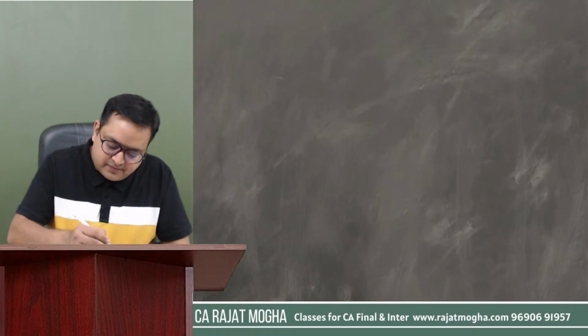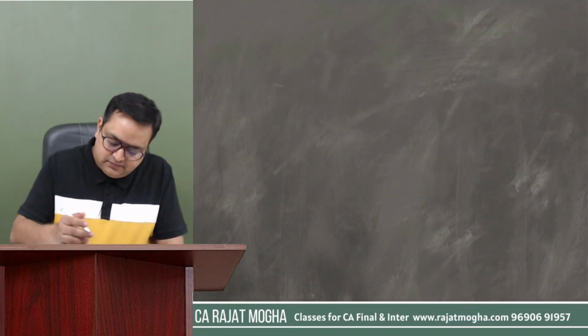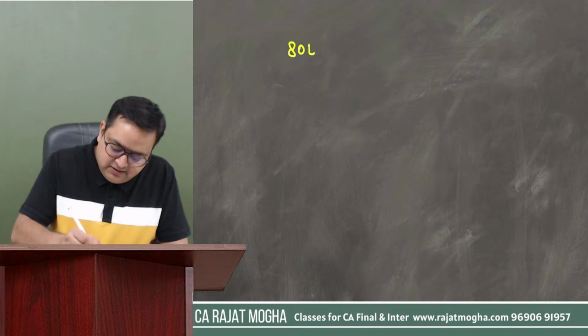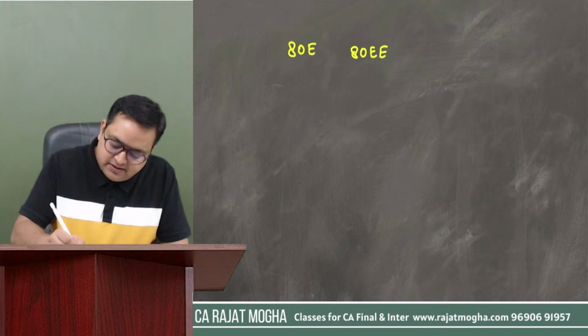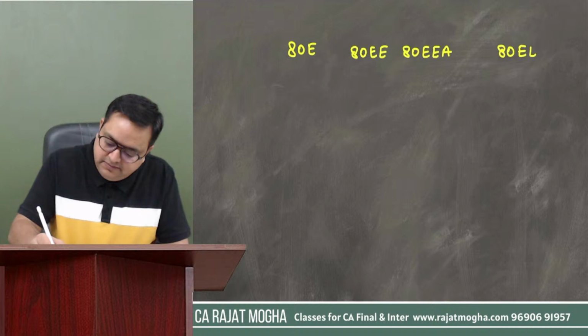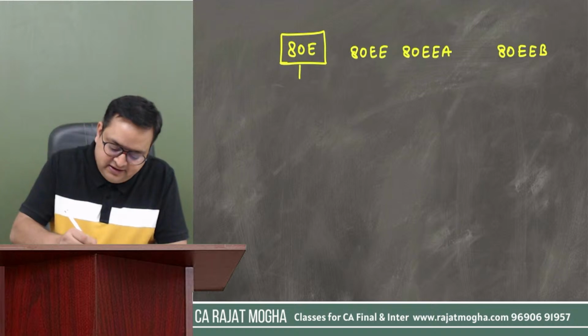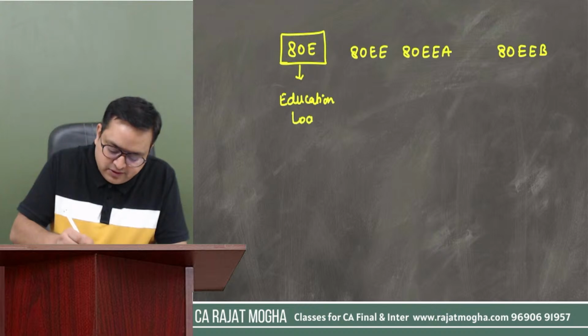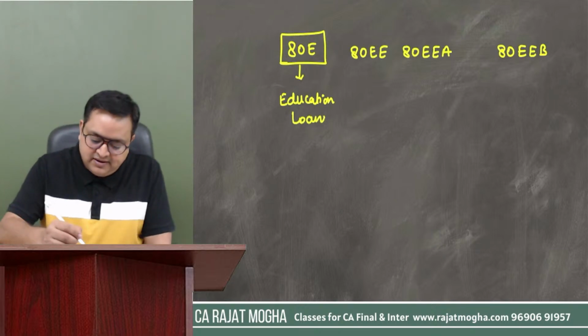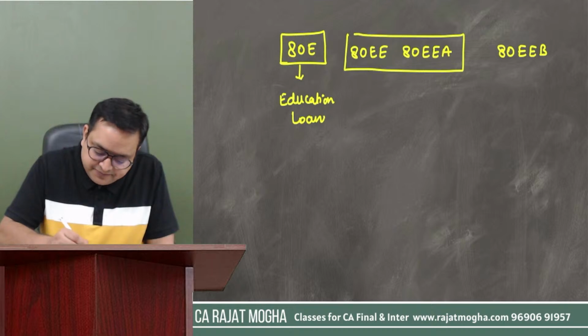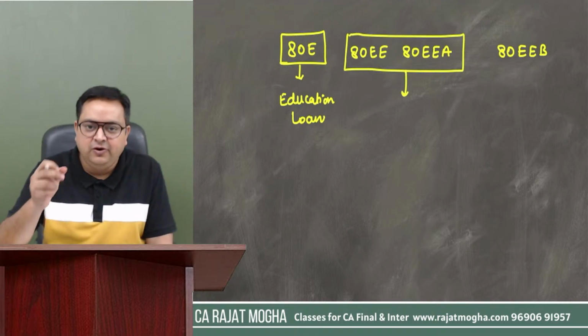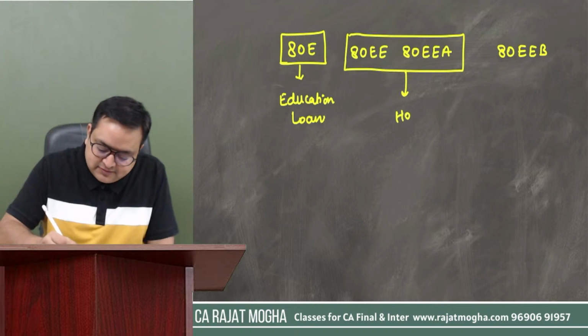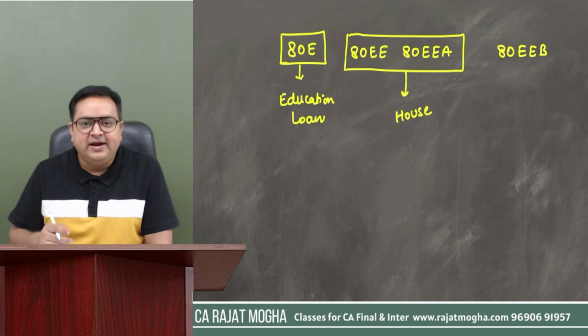I tell you, 80E, 80EE, 80EEA, and 80EEB, all of these are related to interest. 80E is related to the case where the assessee has taken an education loan; then deduction under 80E is there. 80EE and 80EEA are related to the case where the assessee has taken a loan for purchase or construction of a house. Then 80EE or 80EEA is there.